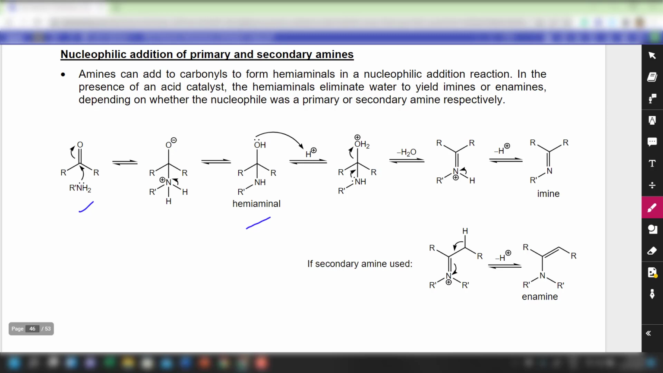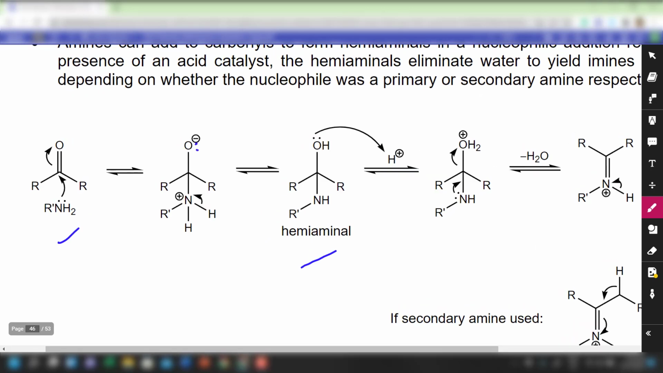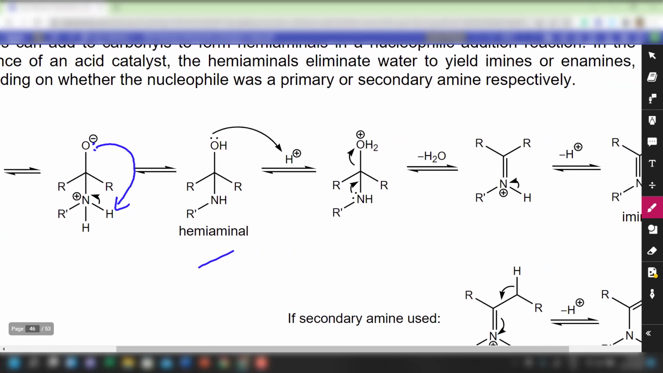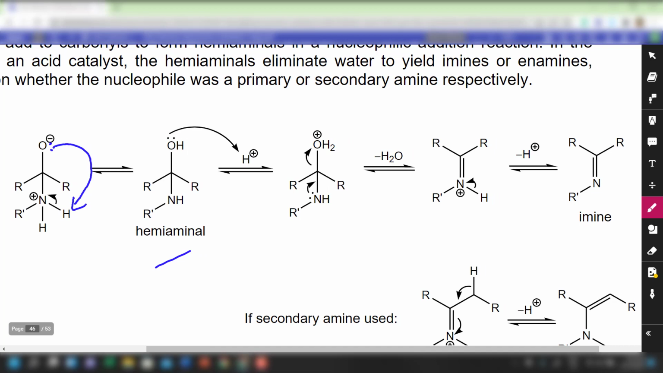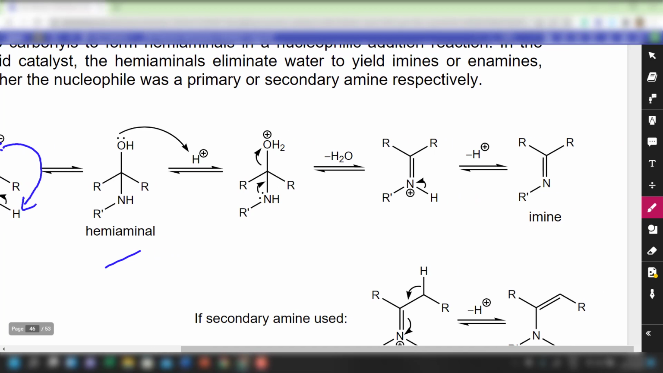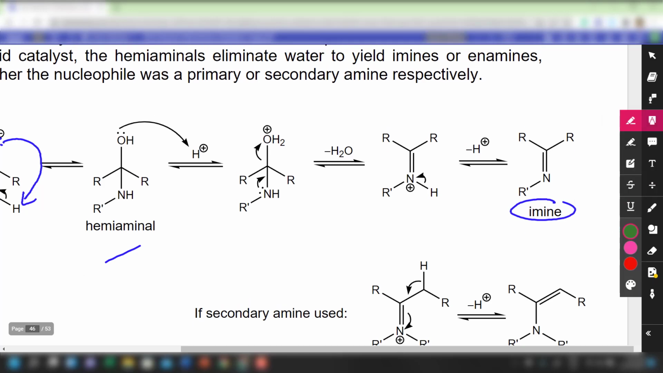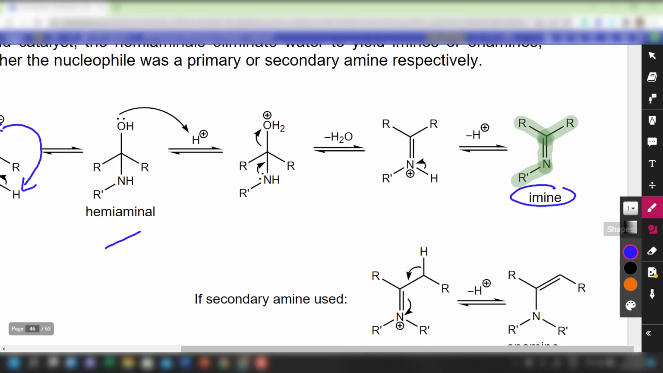My apologies, I can't really draw in the lone pairs. So there's a lone pair which is going to grab the H. Then after that, you are going to lose the H2O. You notice that you form this particular structure, and then the H plus will be lost, and then you form what we call an imine. It'll be good for you to know this particular name. So this is called an imine when you have a primary amine being added, and eventually you end up with an imine with a C=N.